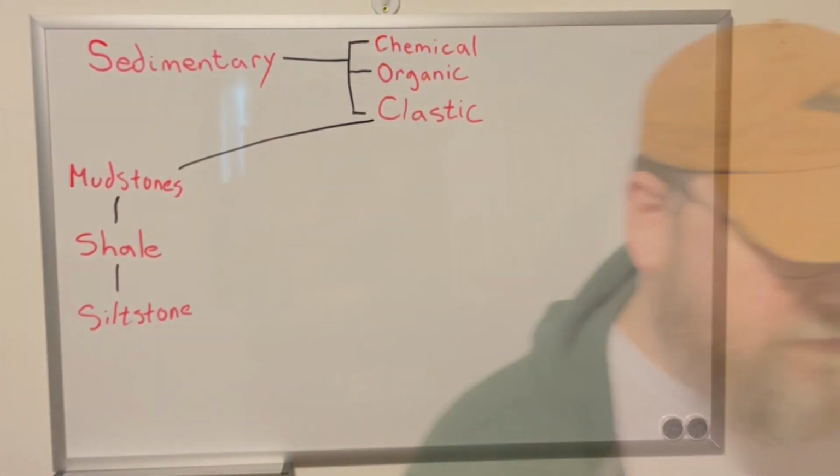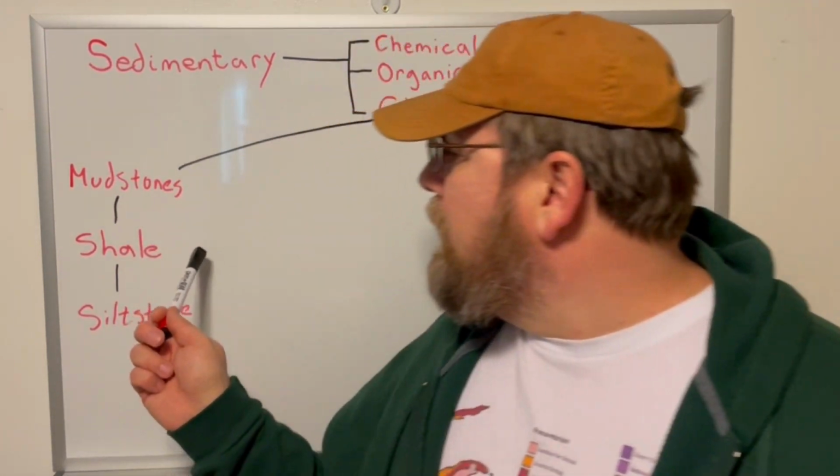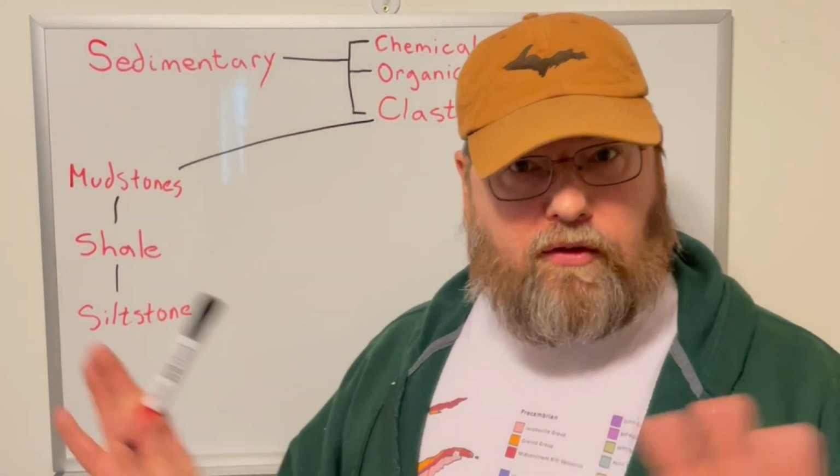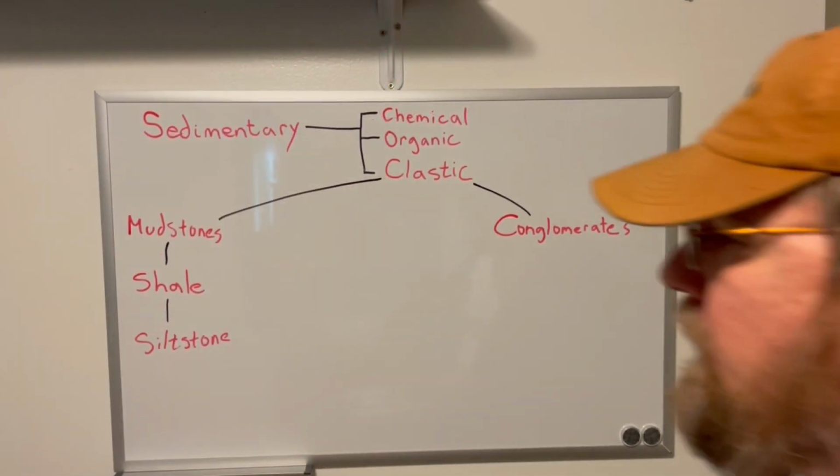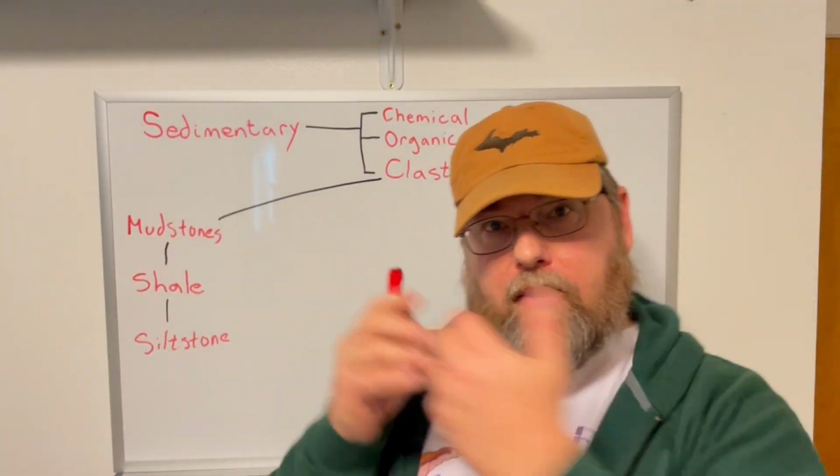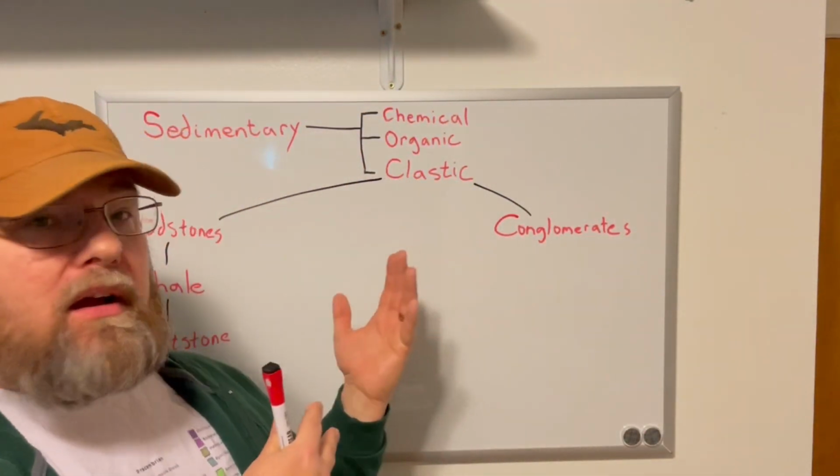We'll come back to that. Just remember, shales are finer grained than siltstones. So that's good enough for this lecture. Now going from mudstones to the other end of the spectrum, we have conglomerates.